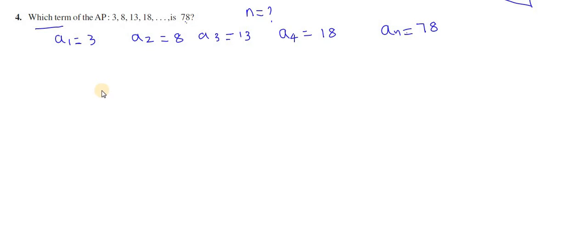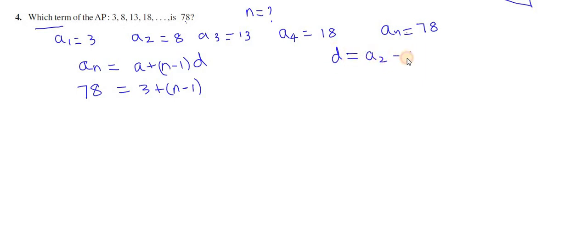Now we should find the n value. We know that an is equal to a plus n minus 1 into d. So an is 78, which is equal to the a1 value, 3, plus n minus 1 into d. We have not found d, so we have to find d. d is equal to a2 minus a1, so it is 8 minus 3. Therefore d is equal to 5.